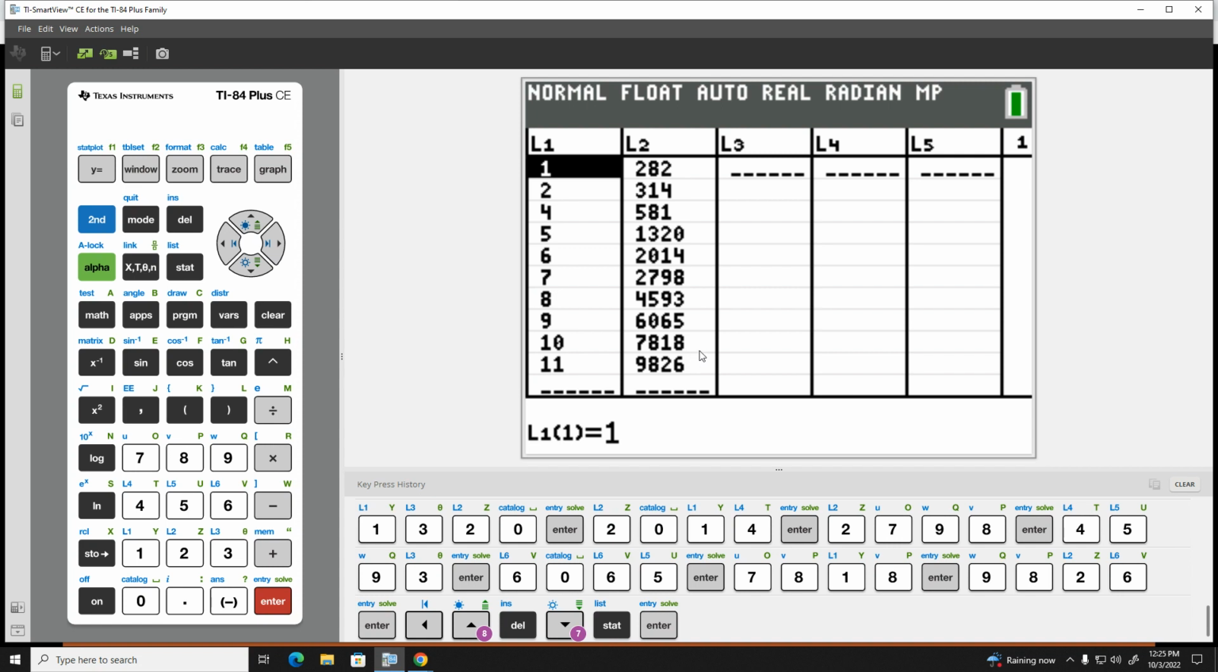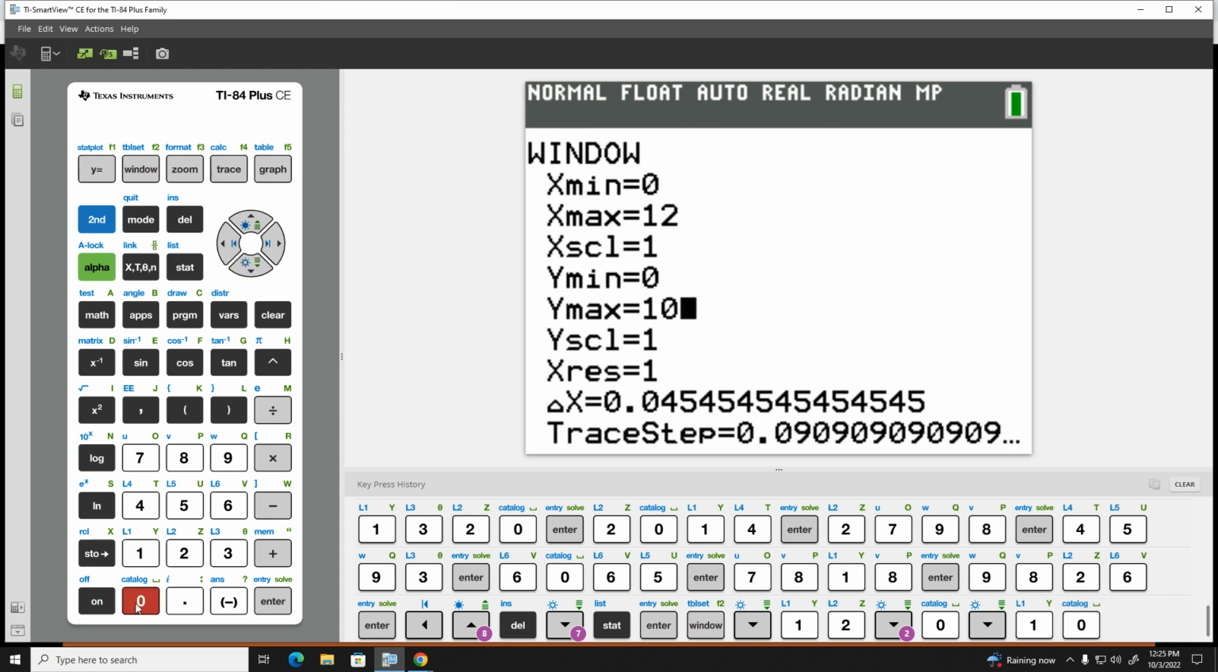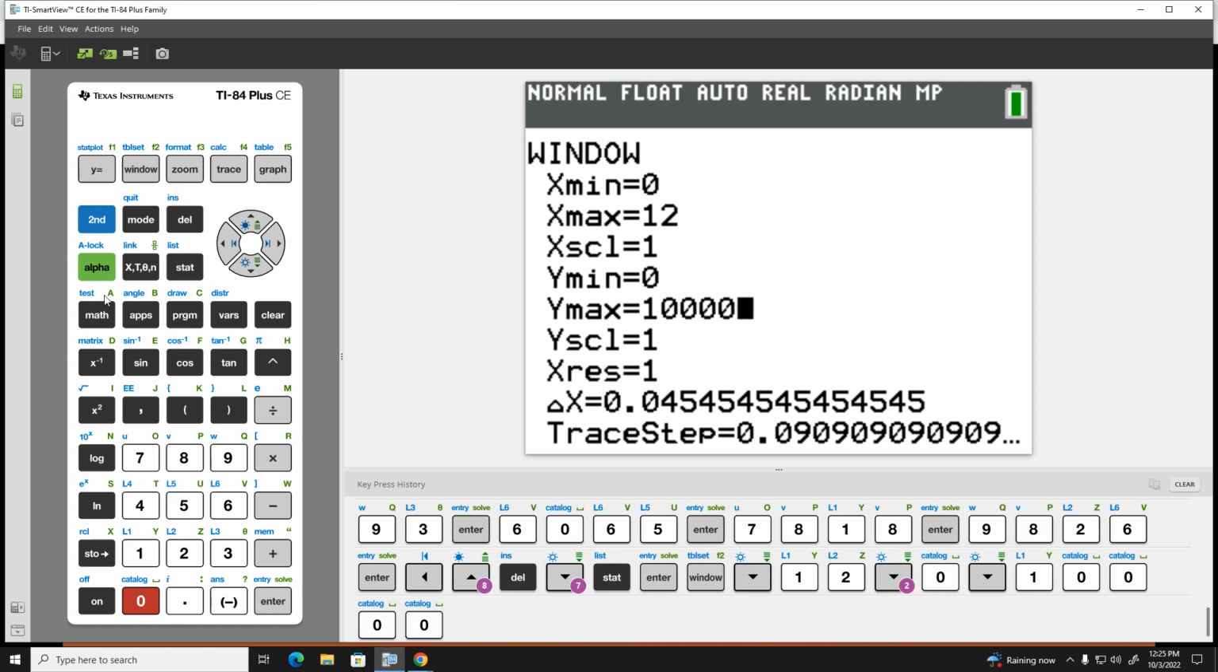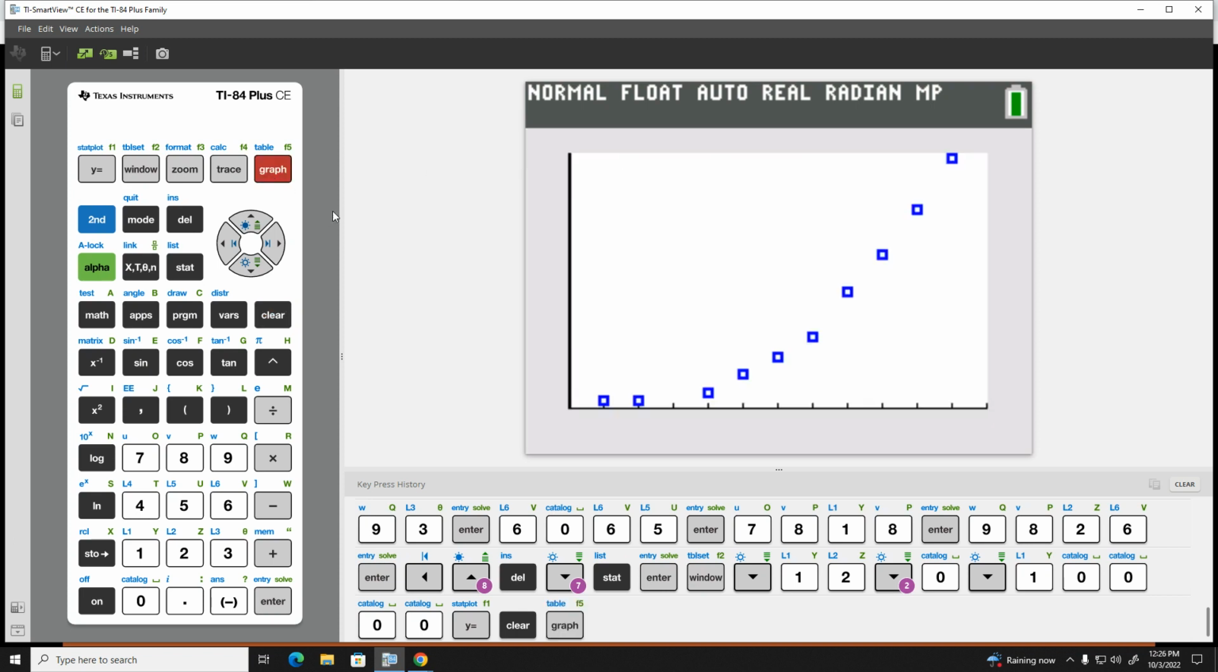So now I want to set up my window. Looking at list 1, this is my X, so I'm thinking 0 to 12. Looking at list 2, I'm going to start at 0 as well, because 282 is not that far from 0, and it looks like I need to go up to 10,000. So going to window, 0 to 12, 0 to 10,000. Then I go to my Y equals, clear out my last formula, and make sure plot 1 is turned on so that I will see this data. And I hit graph.